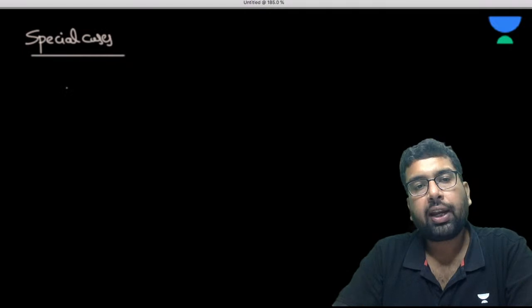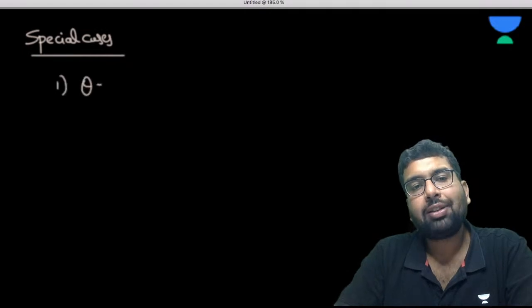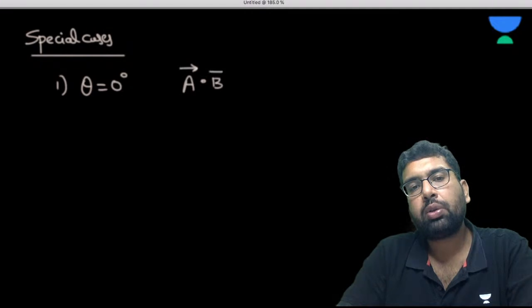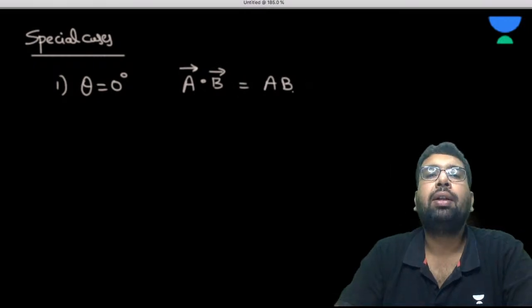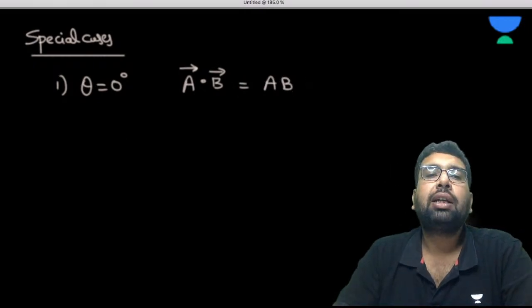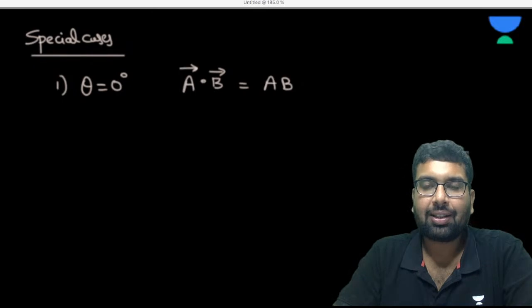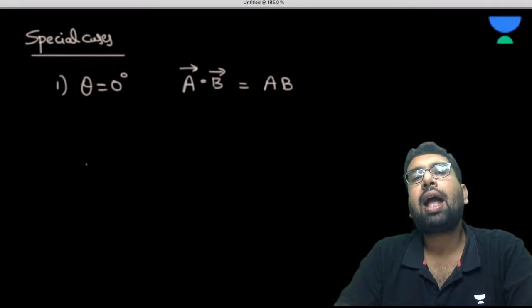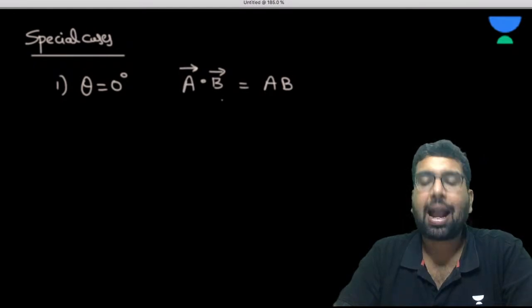So now, if the angle between two vectors is 0, what is their dot product going to be? It is AB cos theta, and cos 0 is 1, so it is AB. Two vectors in the same direction give you the result as the simple algebraic multiplication of their magnitudes.